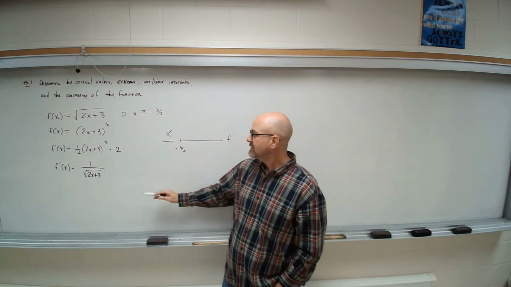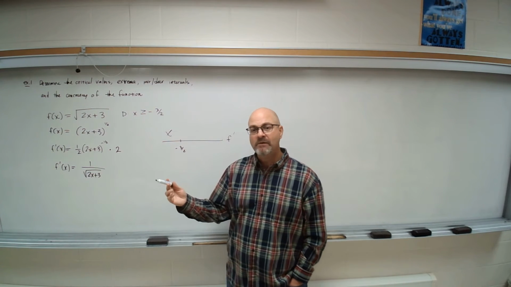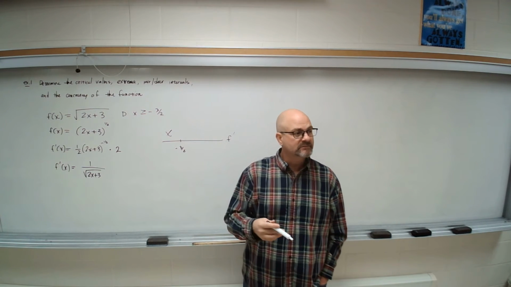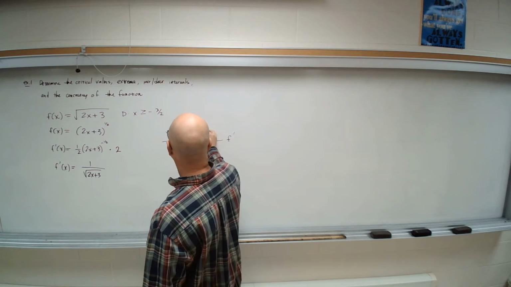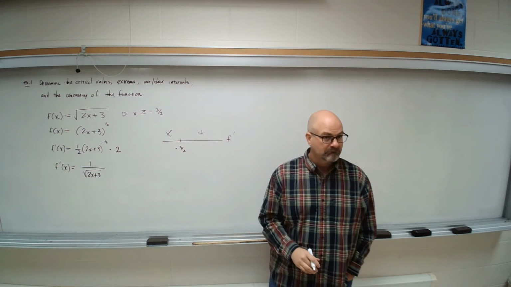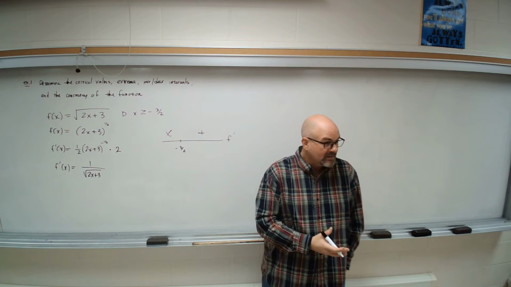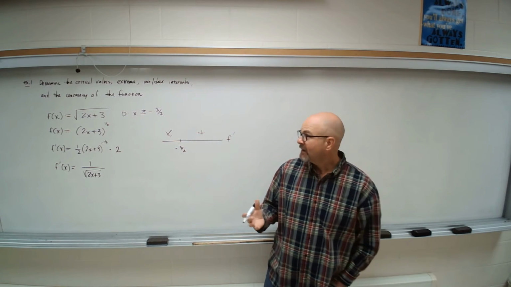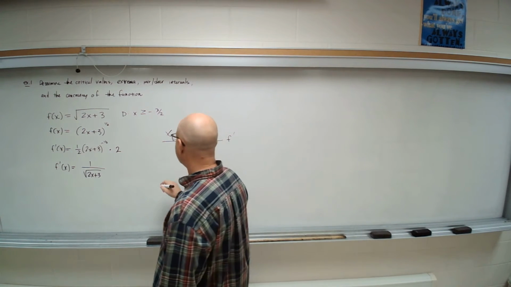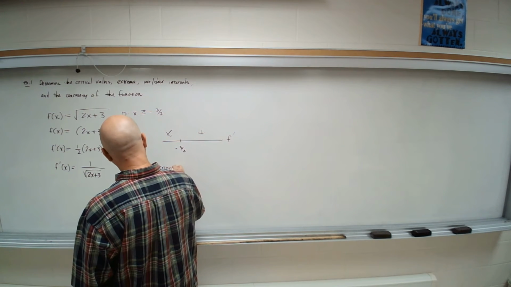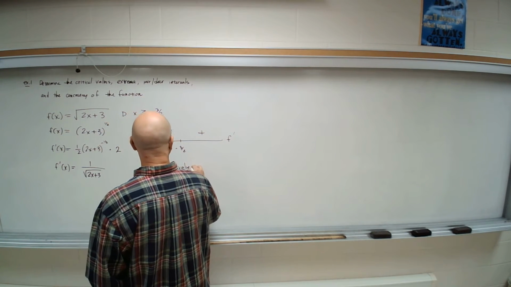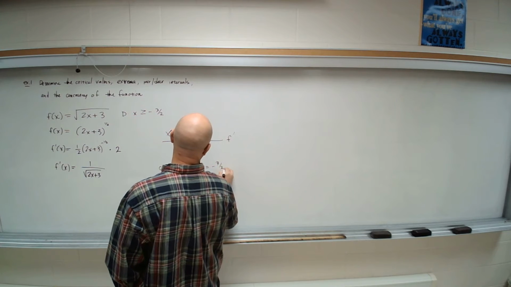Put in 0. So that would give me 1 over the square root of 3. Is that positive or negative? Positive. Well, good. It's kind of boring, right? I mean, so what's this tell us? This tells us that the critical values, well, there's only one, is that x equals negative 3/2.